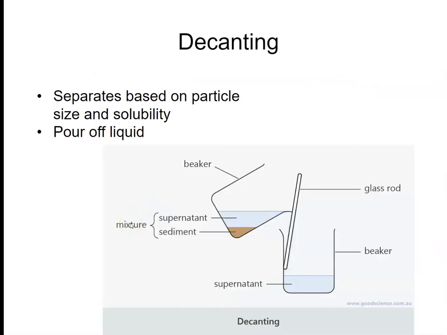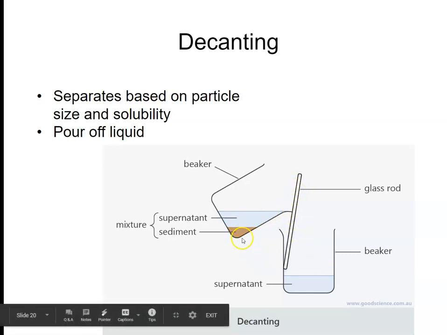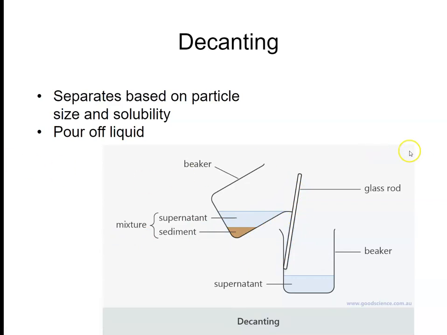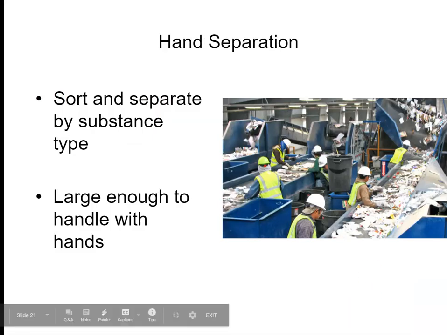Another common method that's often used in class, and it's a quick, easy way to separate something by particle size and solubility, is simply by pouring off a liquid. So the liquid on the top is going to be very fluid. The sediment will settle out at the bottom. So a lot of times you can use a glass rod, or you can actually just pour the liquid right off into a beaker, and that's just a simple way to separate a solid from a liquid if they're mixed together, and that's called decanting.